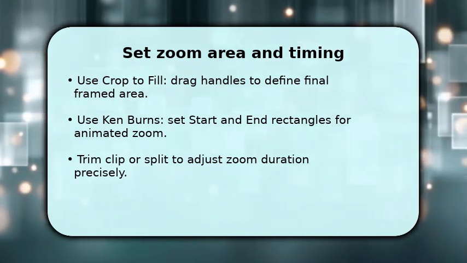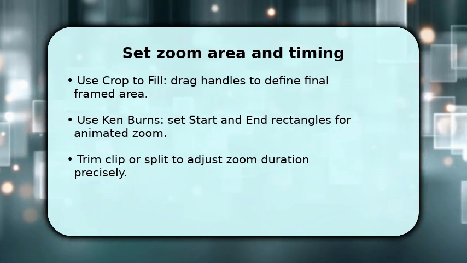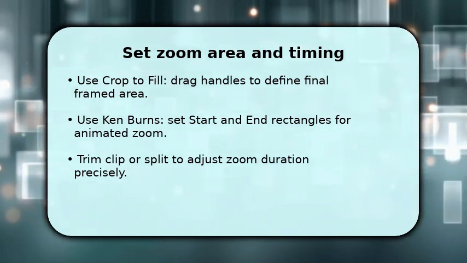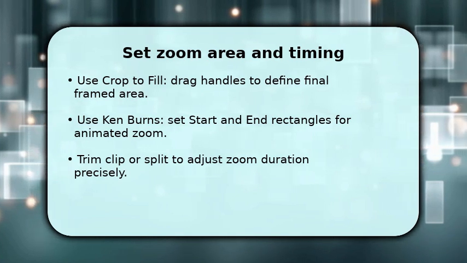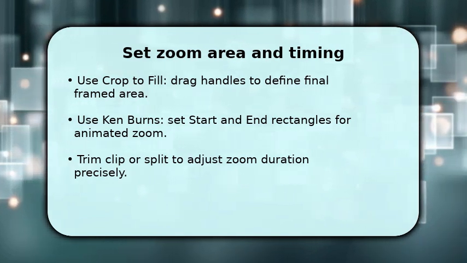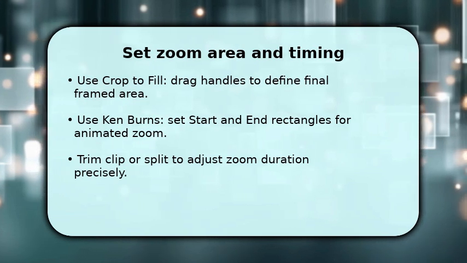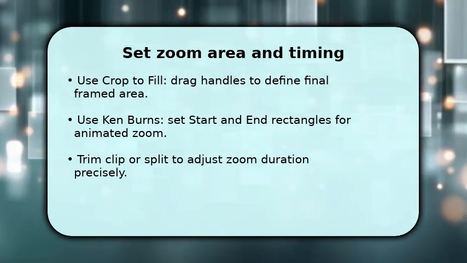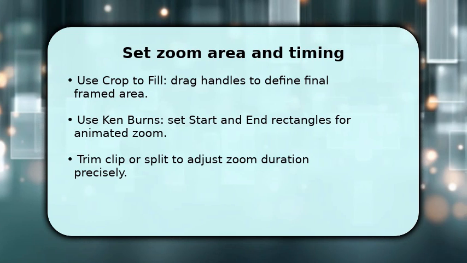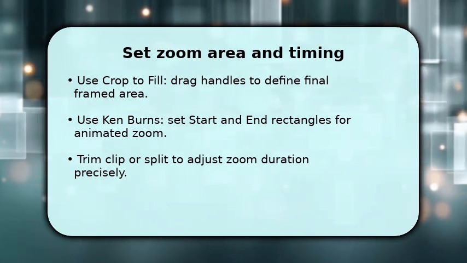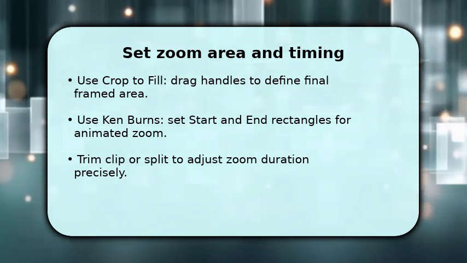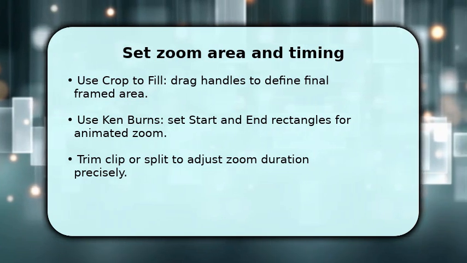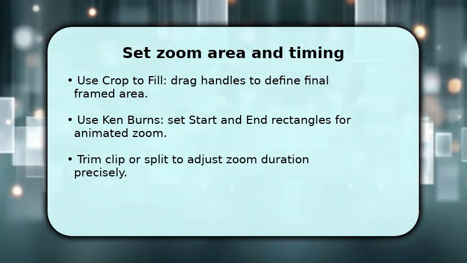If you chose crop to fill, drag the corner handles to set the final zoomed frame, then click the blue check to apply. If you need a moving zoom, select Ken Burns and adjust the green start and red end frames until the motion feels right. Once set, trim the clip or split it at points before and after the zoom so the effect's duration matches the intended pacing. Preview and tweak until smooth.